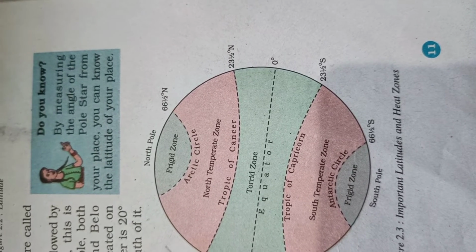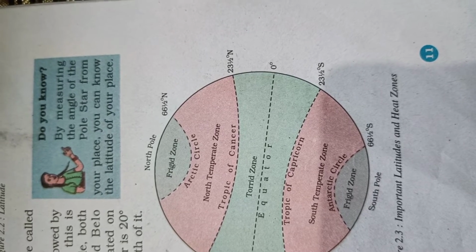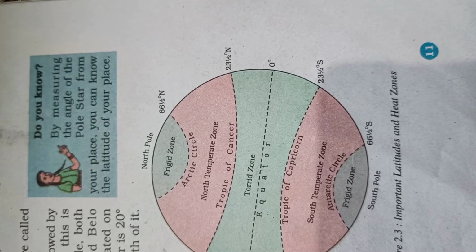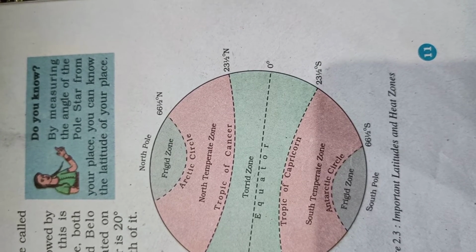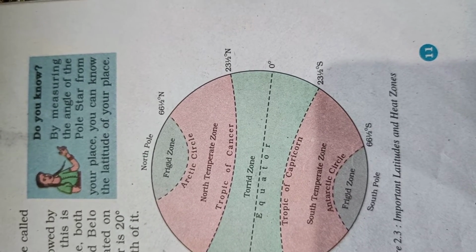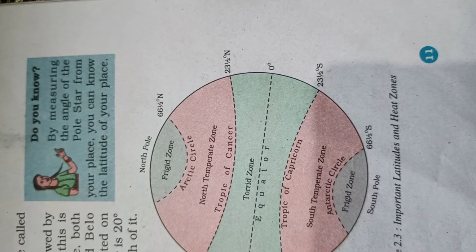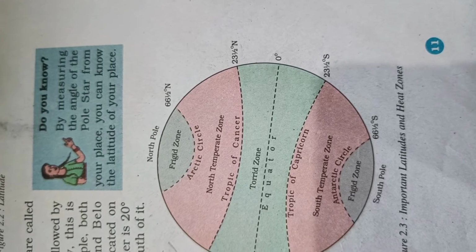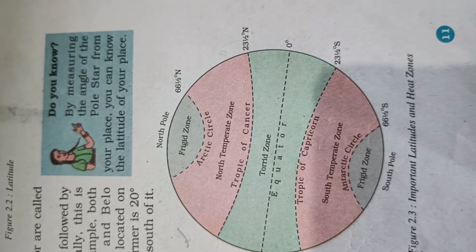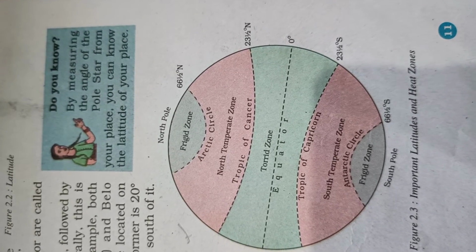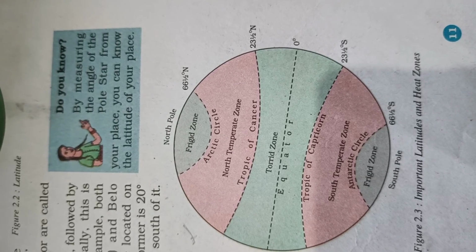So just remember two numbers: 23 and a half. If it is present in the north, it is Tropic of Cancer, and if it is present in the south, it is Tropic of Capricorn. Second is the 66.5 degree. If it is present on the north side, it is Arctic Circle. If it is present on the south side, it is Antarctic Circle. And frigid zones are present in the northern as well as the southern hemisphere, both.